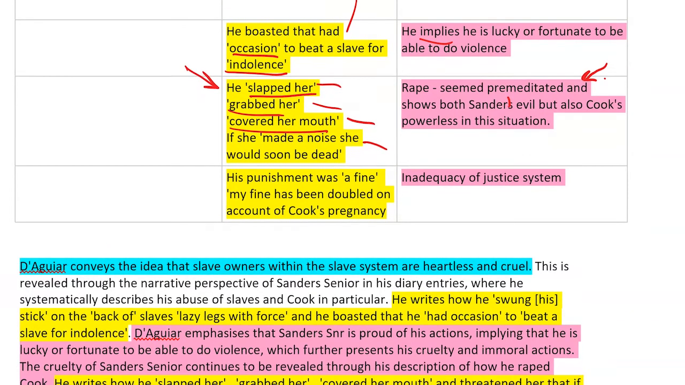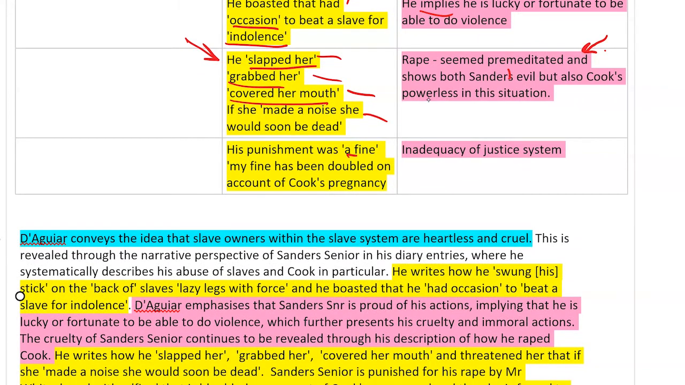And then the fact that his punishment was a fine, and this fine is doubled, just further reinforces the fact that the justice system is really inadequate. So we then took these and we put it together.